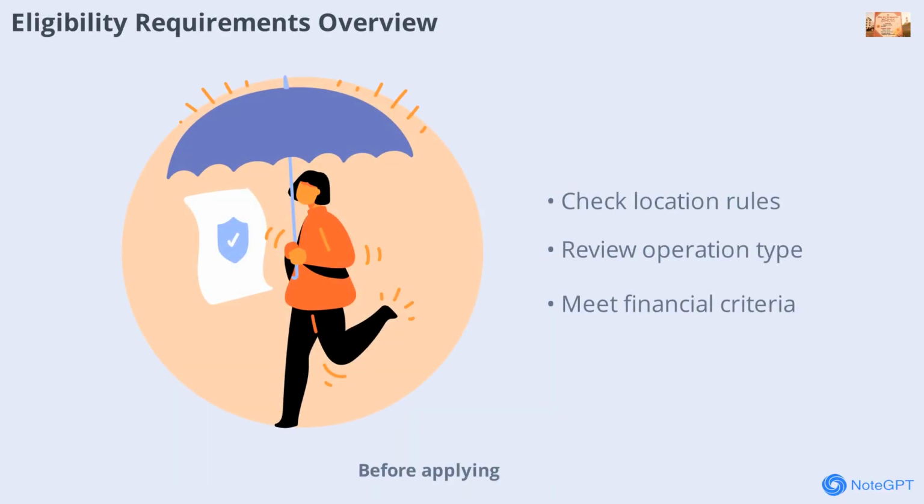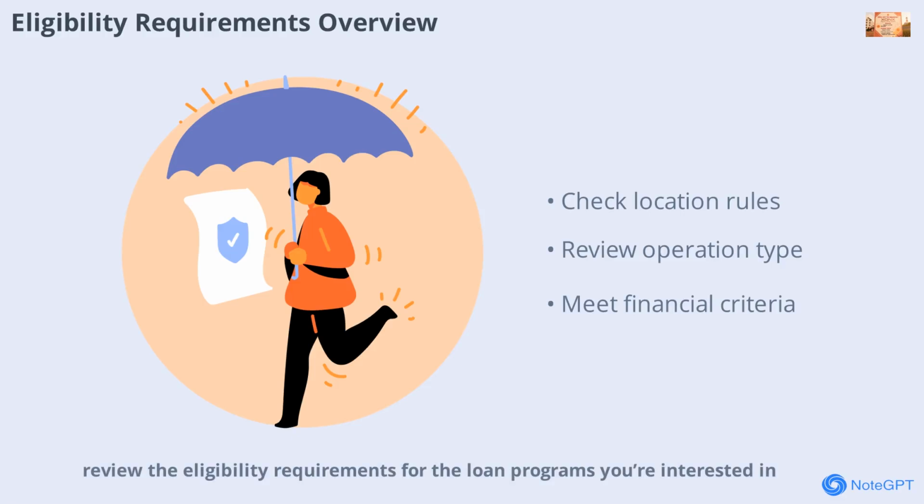Before applying, review the eligibility requirements for the loan programs you're interested in. These requirements may include location, type of operation, and financial standing. Understanding eligibility helps you prepare a stronger application and avoid unnecessary delays or rejections.